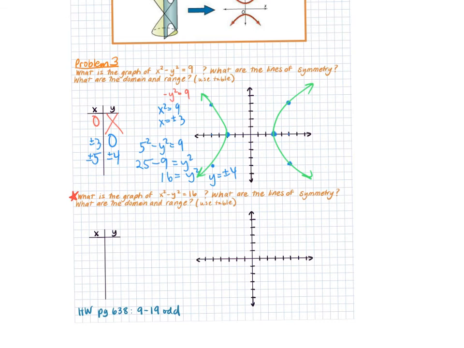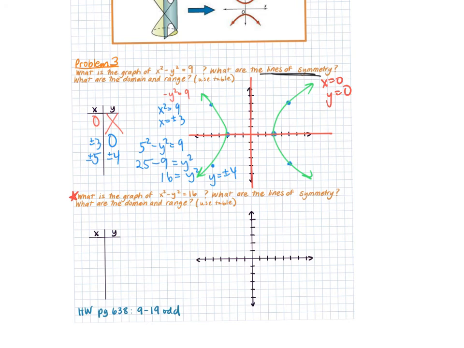Oh, except we're not done, because again, I forgot to do lines of symmetry and domain and range. Sorry. Okay, line of symmetry, there's going to be 2. Right here is one, and here's one. Again, the axes. So x equals 0 and y equals 0.